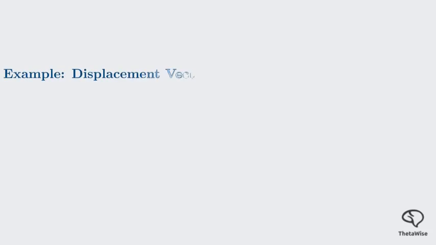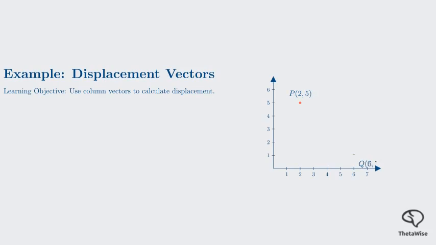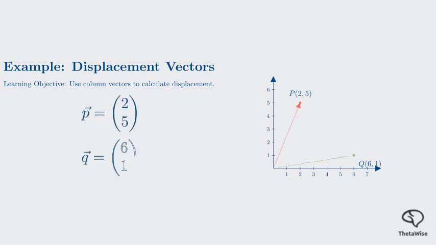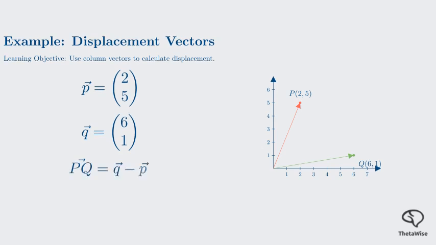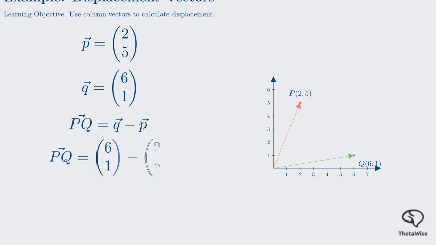Let's apply this end minus start rule to a specific example to see how it works with numbers. Our learning objective is to use column vectors to calculate displacement. Suppose we have 2 points, P and Q. The position vector of P, which we will call small p, is 2, 5. The position vector of Q, which we will call small q, is 6, 1. If we want to find the displacement vector PQ, we take the destination position vector Q and subtract the starting position vector P. Let's plug in our column vectors.